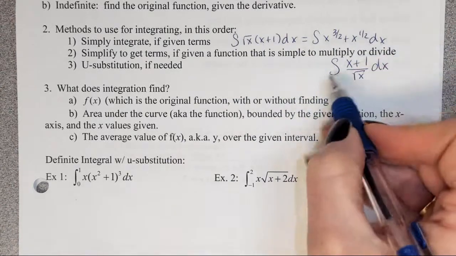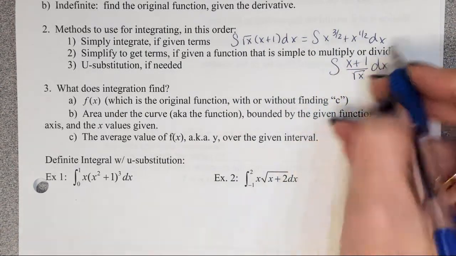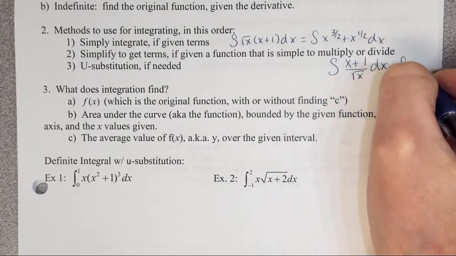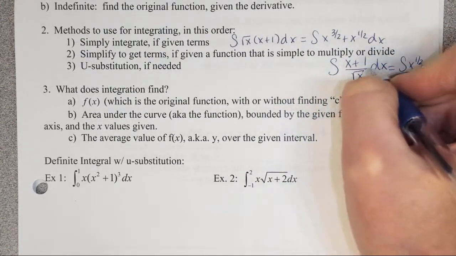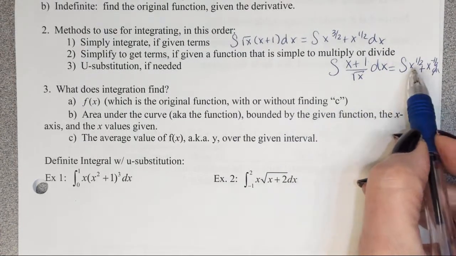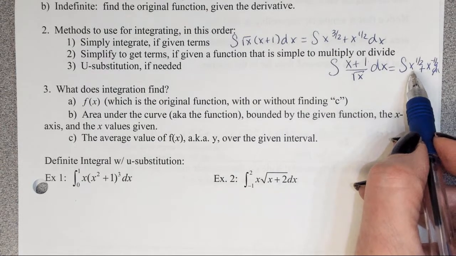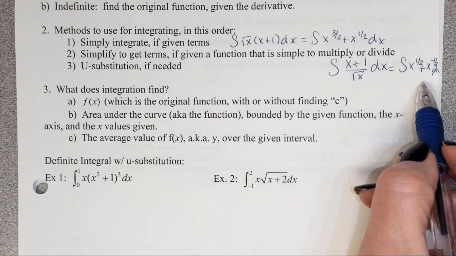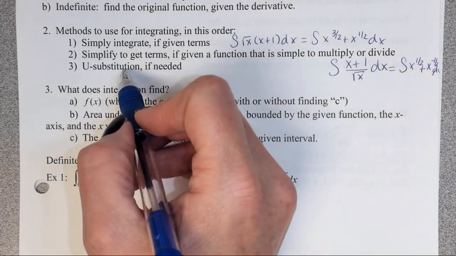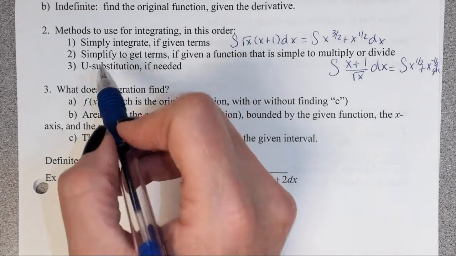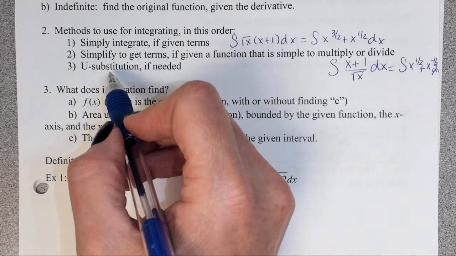If I had something like this, this is simple to divide. It would be the integral of x divided by x to the 1 half is x to the 1 half. 1 divided by radical x is x to the negative 1 half. Once again, I did not need a u substitution. It was simple to divide, and now I could integrate. A u substitution is really only our last option. If nothing else works, then we do a u substitution.